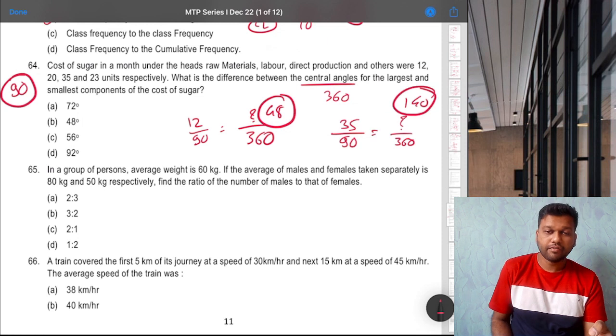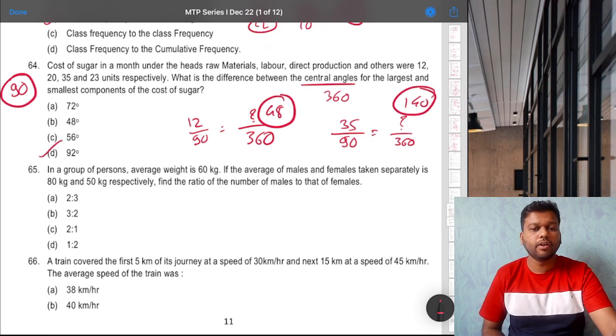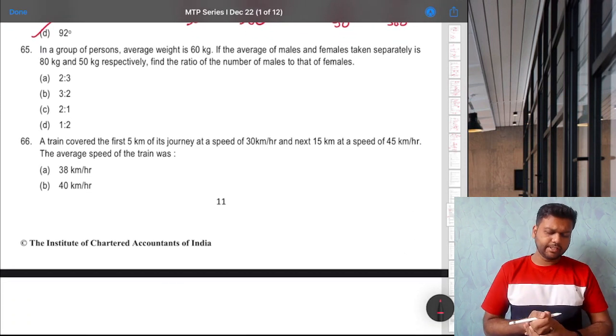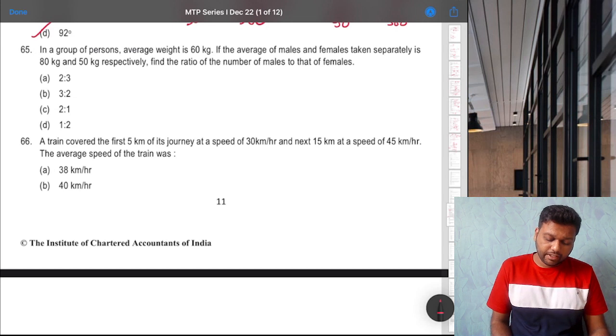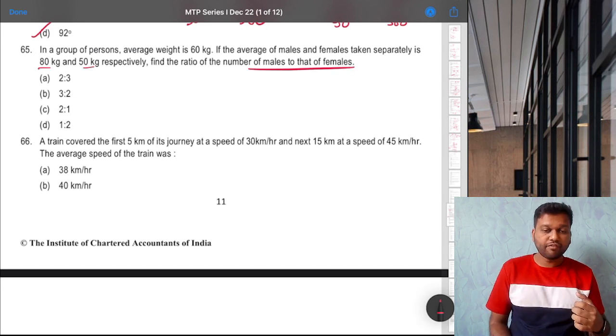140. So the difference between largest and smallest will be 92 degrees. D is the correct answer for 64. 65. In a group of persons, average weight is 60 kgs. If average of males and females taken separately is 80 and 50 kg respectively, find the ratio of number of males to that of females.